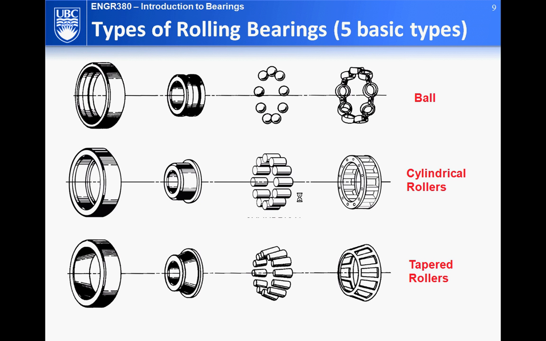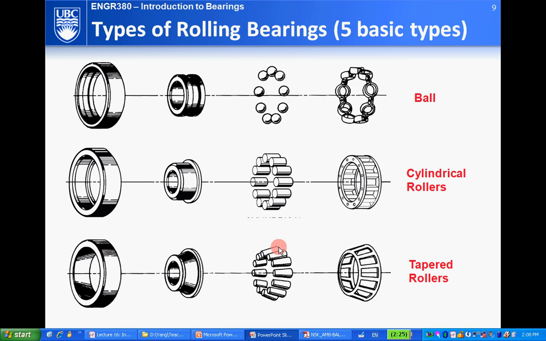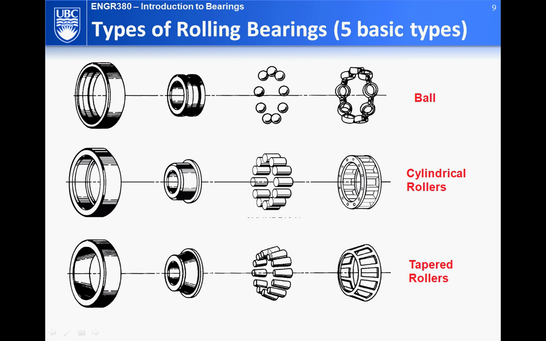In terms of types of roller bearing, there are different ways of classifying the bearings. This is one way of doing it. There are five basic types here: ball bearing, cylindrical roller, taper roller. Why is it taper? Because the roller has a little inclined angle here. So that's called a taper roller.